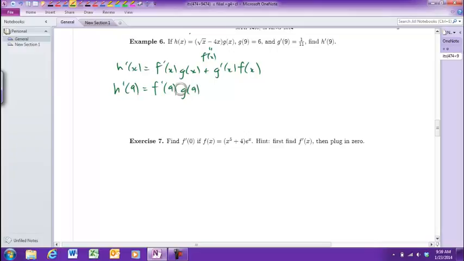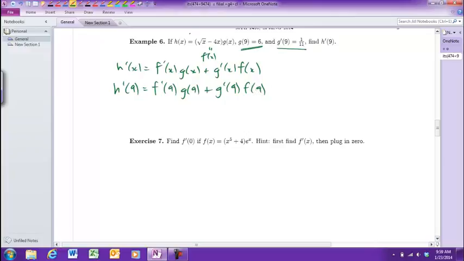So that's f prime of 9 times g of 9 plus g prime of 9 times f of 9. We don't know what the function g of x is, but we're actually given the value for g of 9 and g prime of 9. How about f prime of 9 and f of 9?